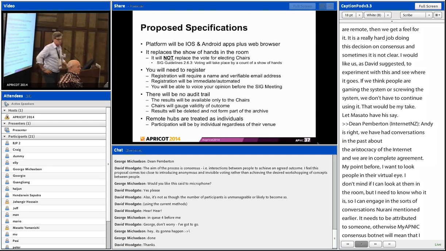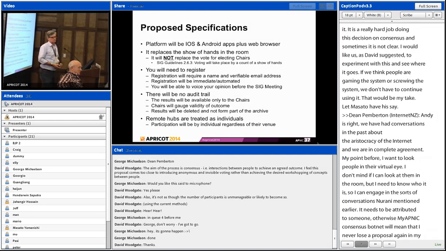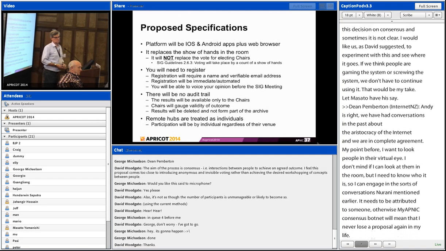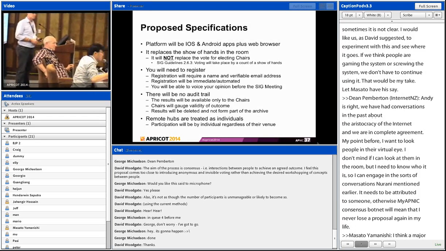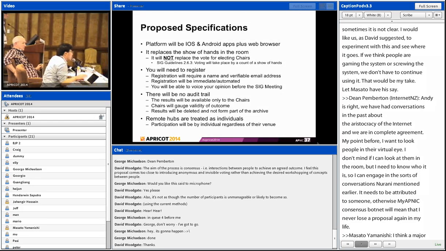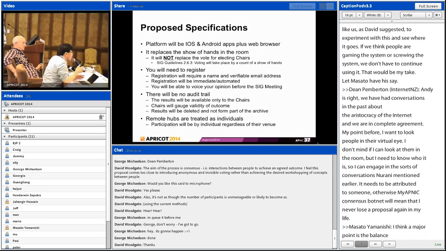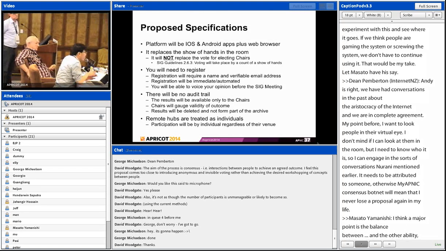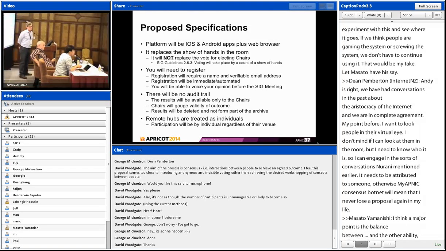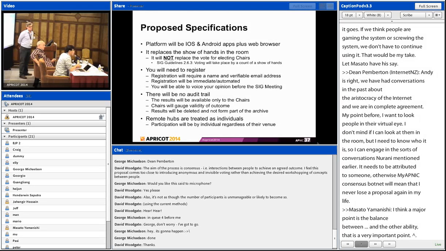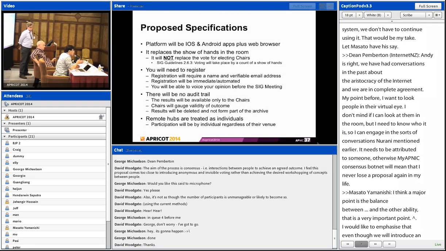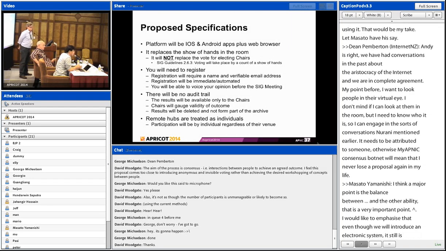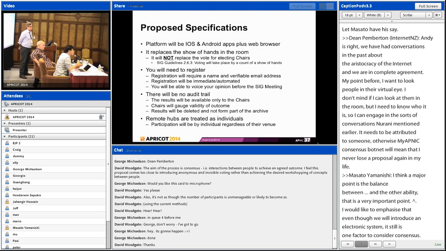And I think the major point is a balance between anonymousness and availability. I think that's a very important point. But I would like to emphasize that even though we will introduce an electronic system, it's still one factor to consider consensus. Comments on the mailing list are very important to consider consensus, and also discussion in the session is very important.